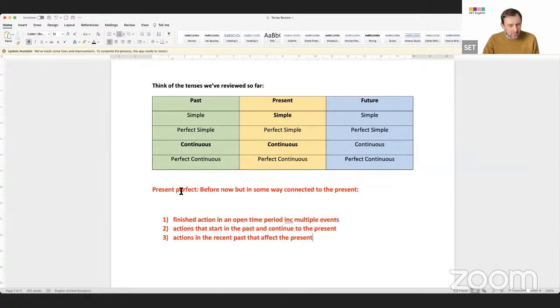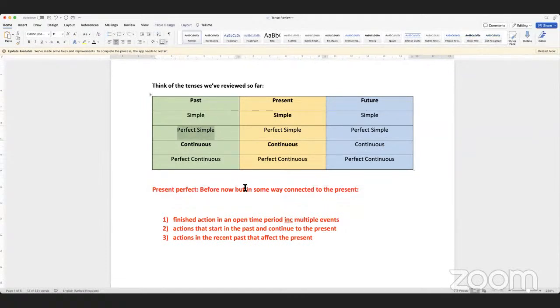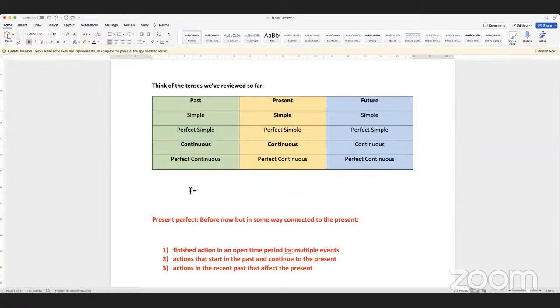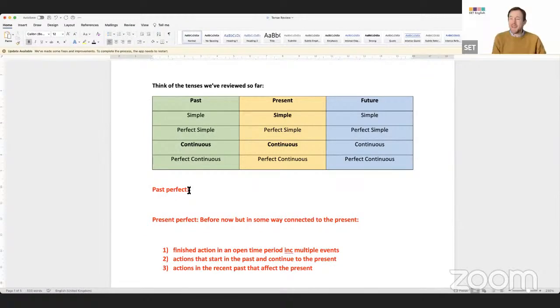Now that we've got an idea of present perfect, what about Khaled? Can you tell me what past perfect is? Past perfect is talking about an action which started and finished at a specific time in the past. No, that's past simple, isn't it?